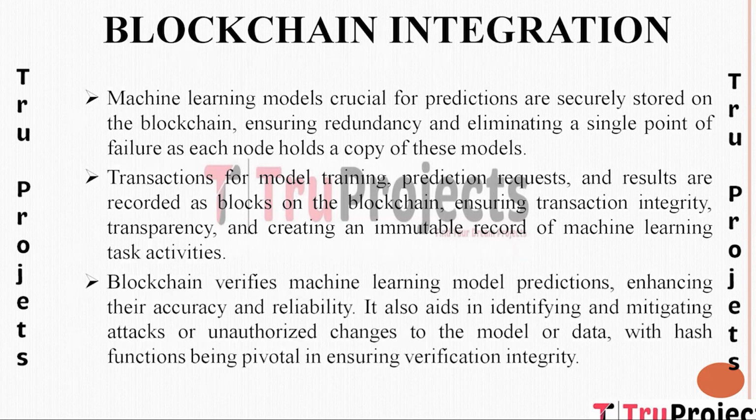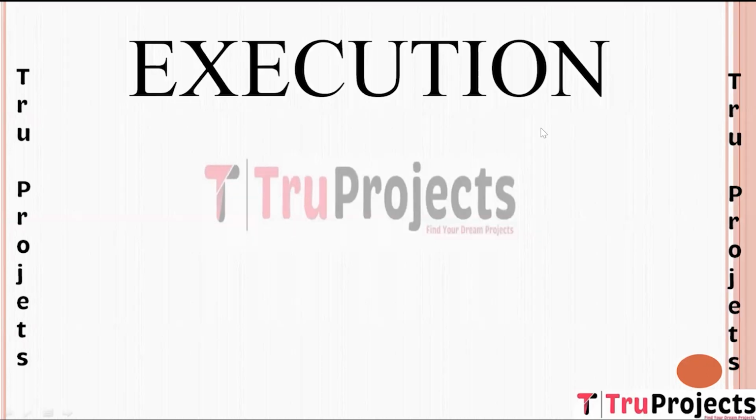The blockchain verifies the accuracy of machine learning predictions, preventing unauthorized changes to models and data. Hash functions play a pivotal role in creating digital fingerprints for predictions, enabling the detection of potential attacks and ensuring the integrity of the verification process.